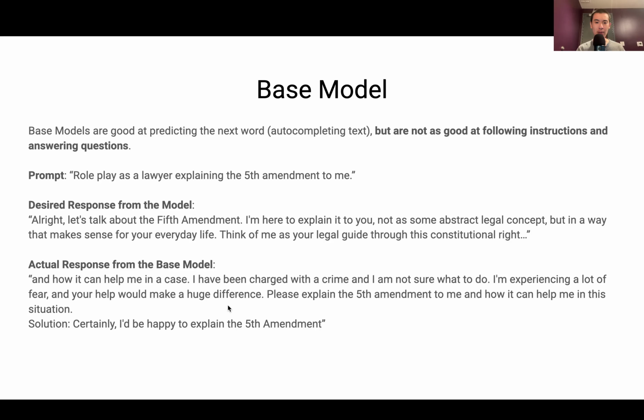I have been charged with a crime, and I am not sure what to do. I'm experiencing a lot of fear, and your help would make a huge difference. Please explain the Fifth Amendment to me and how it can help me in this situation. Solution: certainly, I'd be happy to explain the Fifth Amendment." So do you see what's going on here? Because the base model is really good at predicting the next word, sometimes it doesn't immediately answer like an assistant. Instead, it predicts that it has to complete the question or complete the instruction. That is not ideal. So what's something we can do to fix this for a base model?